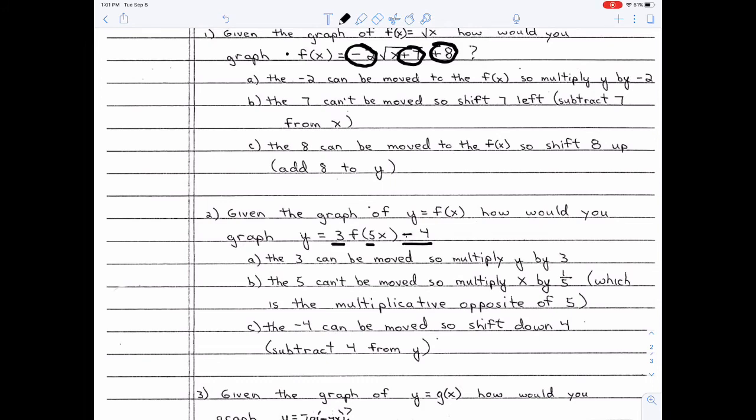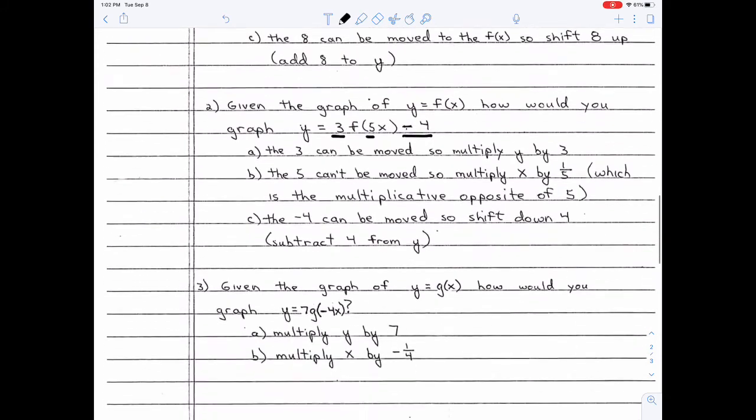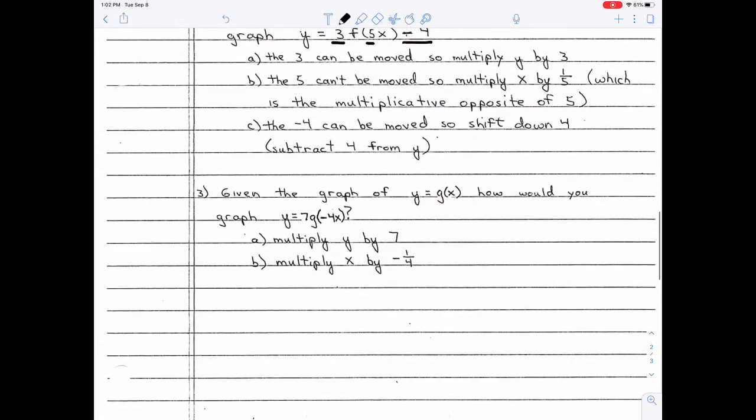Okay, the -4, I can move it over, therefore it's with the y. Since it's on the opposite side of the equation as the y, I do exactly what it says, so I'm going to go down 4. Okay? All right, number 3, last one, just for reading the equation.